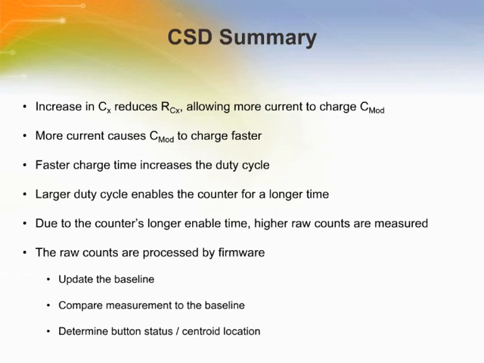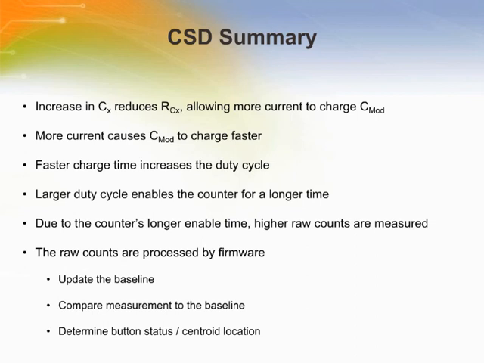Summarizing the CSD sensing method. Increasing the sensor capacitor, CX, reduces the equivalent resistance, RCX. A lower equivalent resistance allows more current to charge the modification capacitor, CMOD. More current causes CMOD to charge at a faster rate. A faster charge time increases the duty cycle. Larger duty cycles keep the counter enabled for longer periods of time. Due to the counter's longer enable time, higher raw counts are measured.